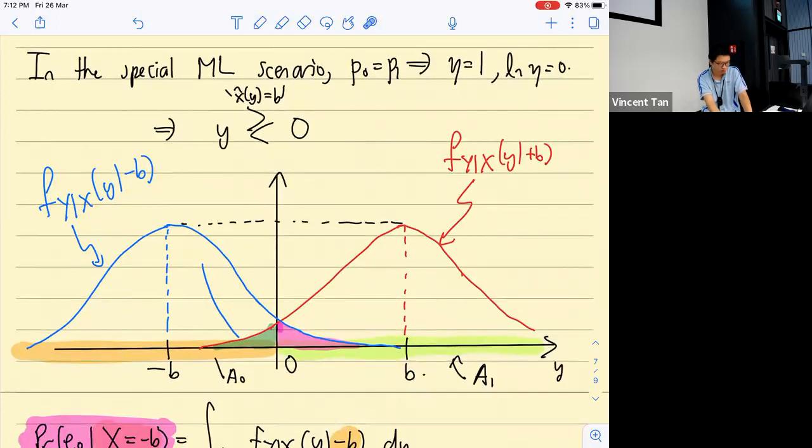We have two distributions, one on the left, one on the right. They are centered at B and minus B. The problem is that there is some overlap here. And this overlap is where we actually make a mistake, and we can calculate the probabilities of error exactly. So the point here is that over on this side, we declare x hat of y to be equal to B, and over on this side, we declare x hat of y to be equal to minus B. Okay, just to be clear, right?